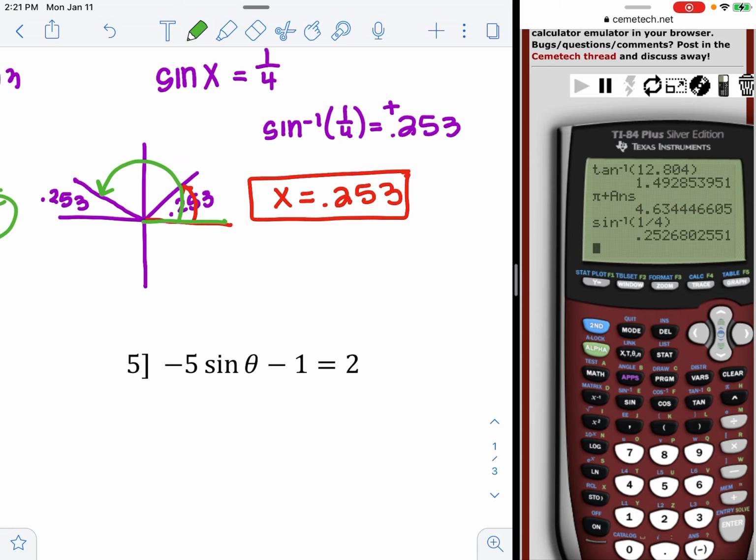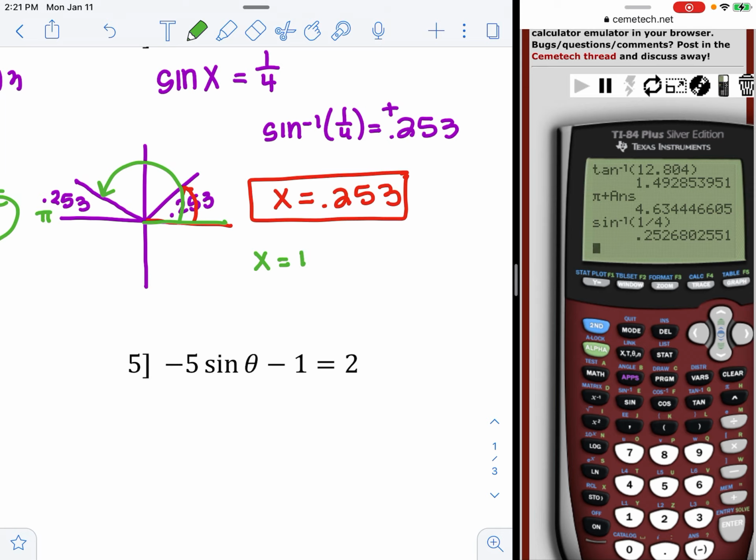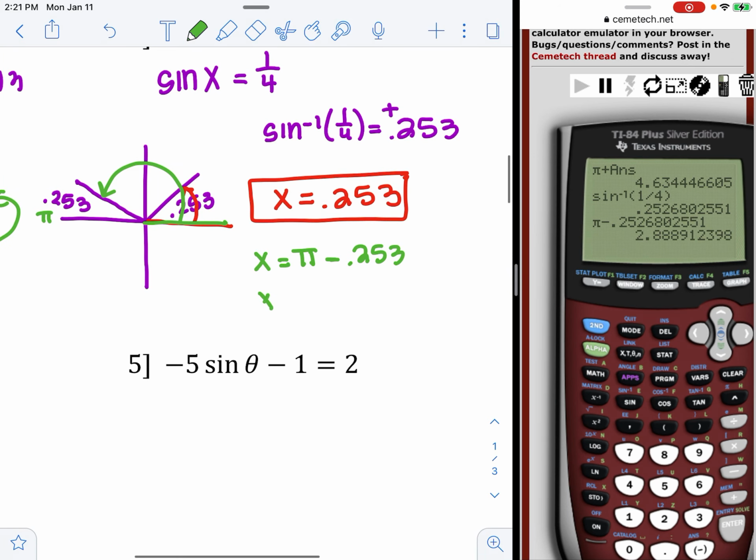If it helps you to think about it in degrees first, you can. If I needed to get that angle in degrees, I could do 180 minus whatever this is, but it's not 180. This is pi. So I'm going to do x is pi minus 0.253. I'm going to do pi minus, and then I need that 2.526 whatever. So I can click on it like that, or you can hit second answer. So I have x is 2.889. And there's my second answer.